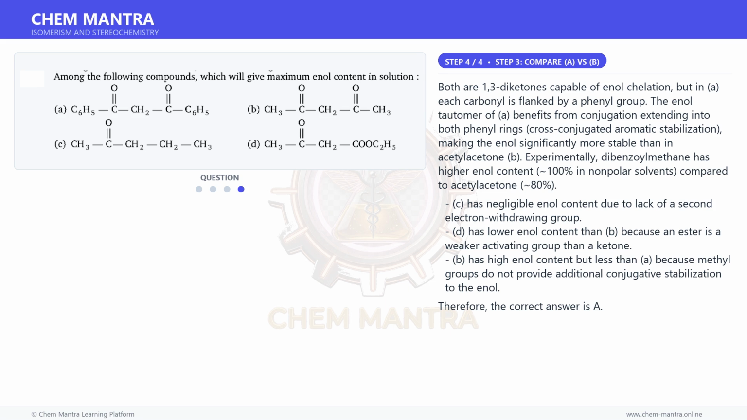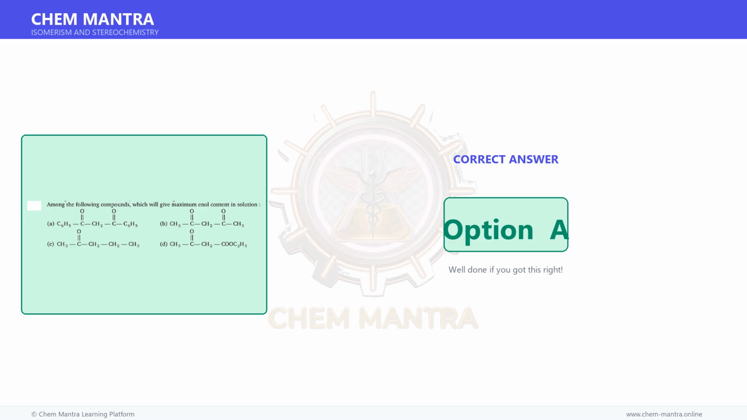C has negligible enol content due to lack of a second electron withdrawing group. D has lower enol content than B, because an ester is a weaker activating group than a ketone. B has high enol content but less than A, because methyl groups do not provide additional conjugative stabilization to the enol. Therefore, the correct answer is option A.